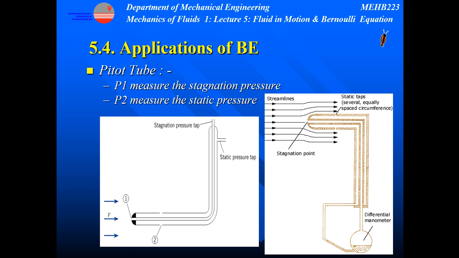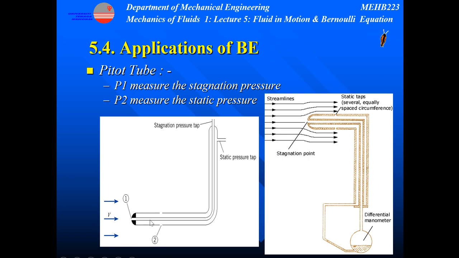We still have stagnation pressure because the flow here before the tube is very fast, and suddenly you have a very small opening here. So at the entrance of the tube here is called the stagnation point. The other tab is measuring the static pressure.